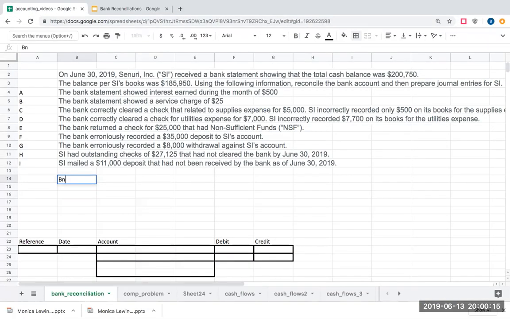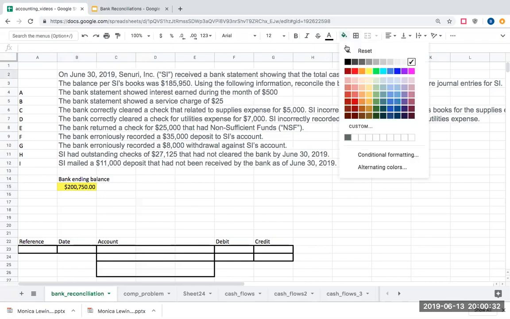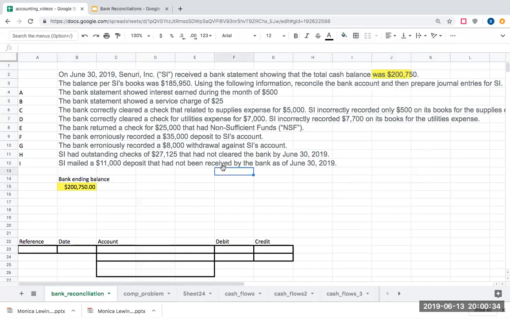So my bank ending balance is going to be $200,750. And where am I getting that number? It's right from up here. It tells me my bank ending balance, because I received a bank statement showing that my total cash balance was $200,750.